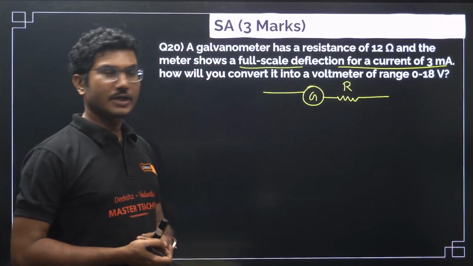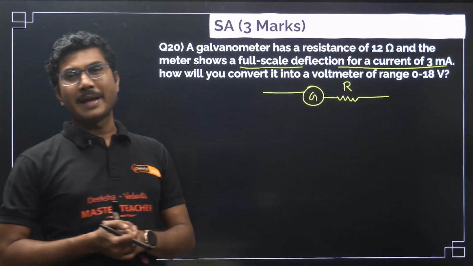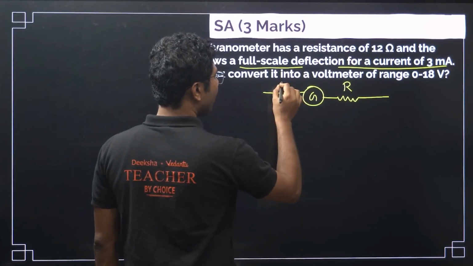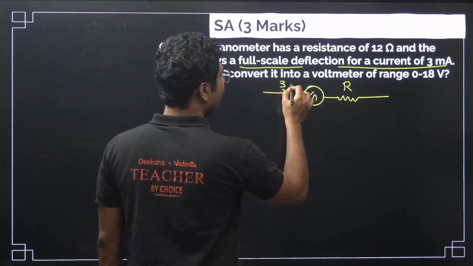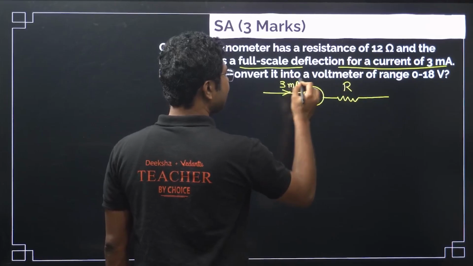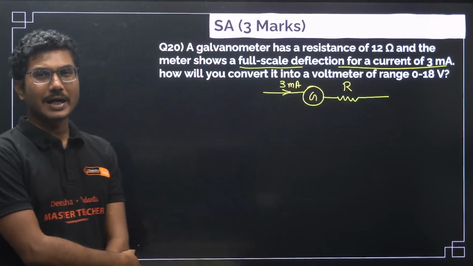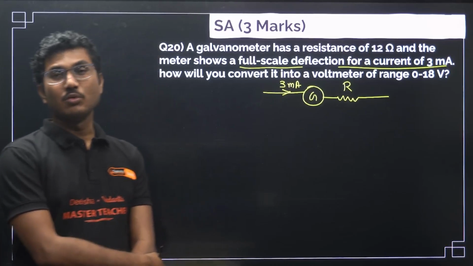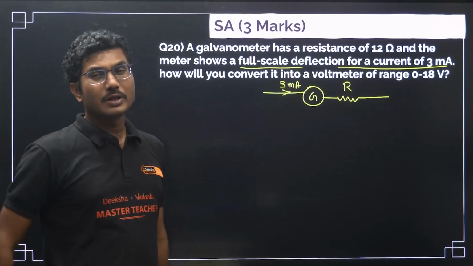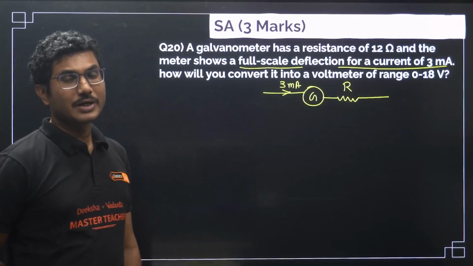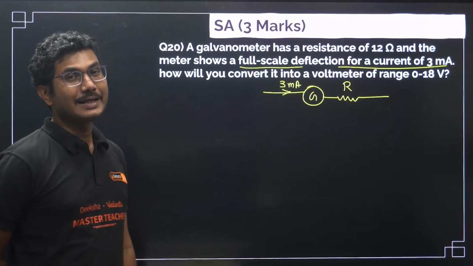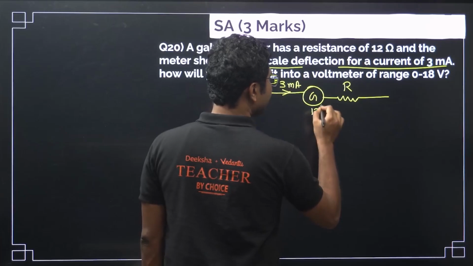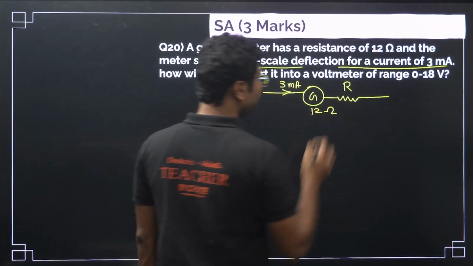It is valid for all types of conversion. Full scale deflection means the maximum current that can pass through the galvanometer is 3 milliampere. It cannot withstand more than this current. If more than this current passes through the galvanometer might get damaged. Okay. So, this is the maximum current. The resistance of the galvanometer is given 12 ohm.